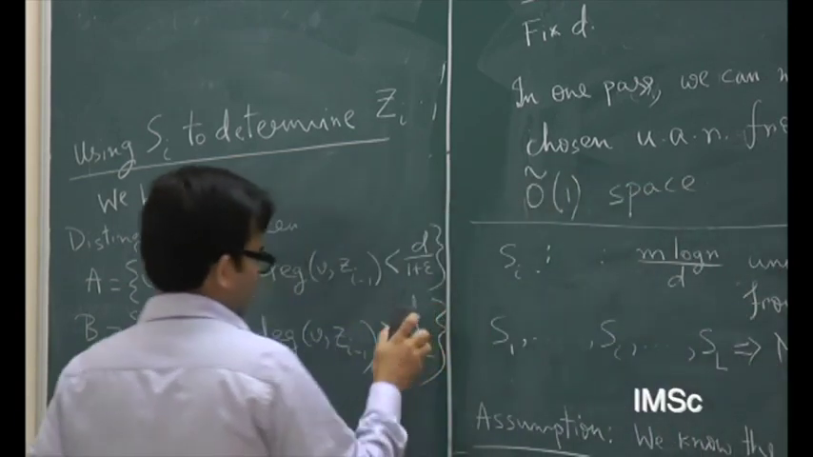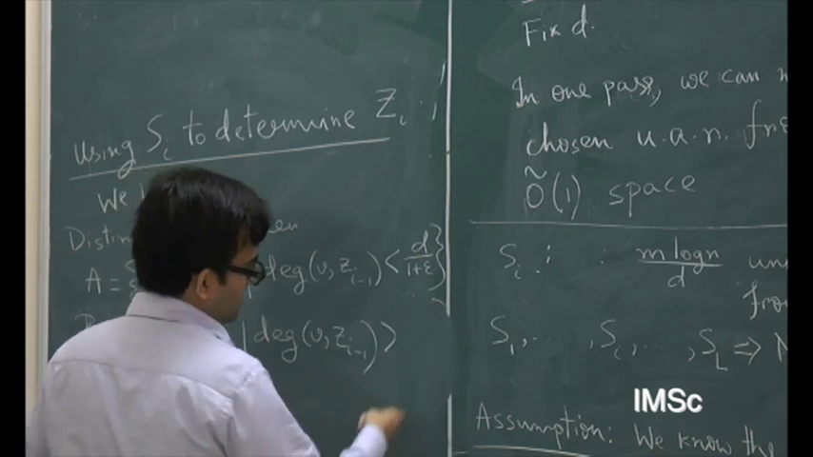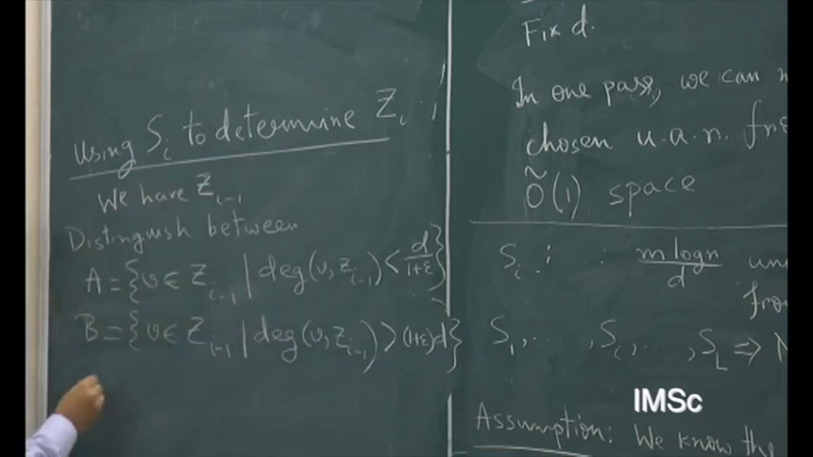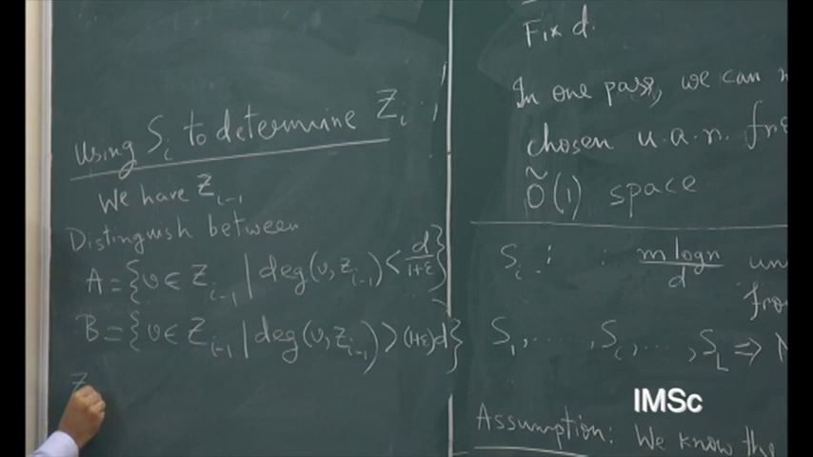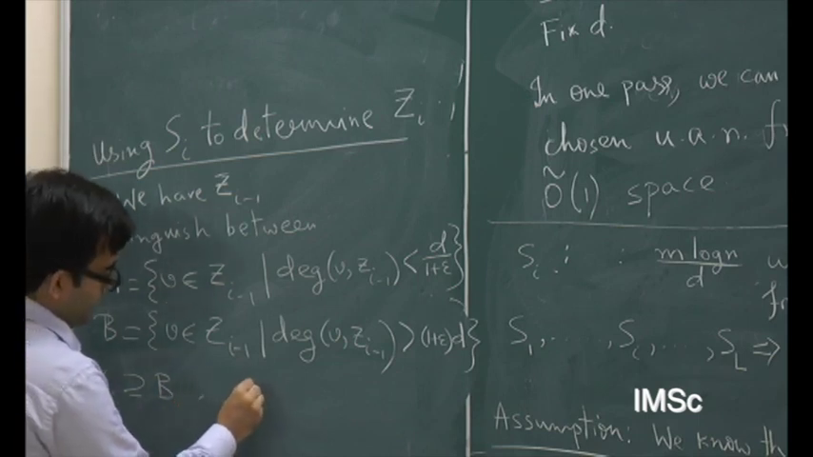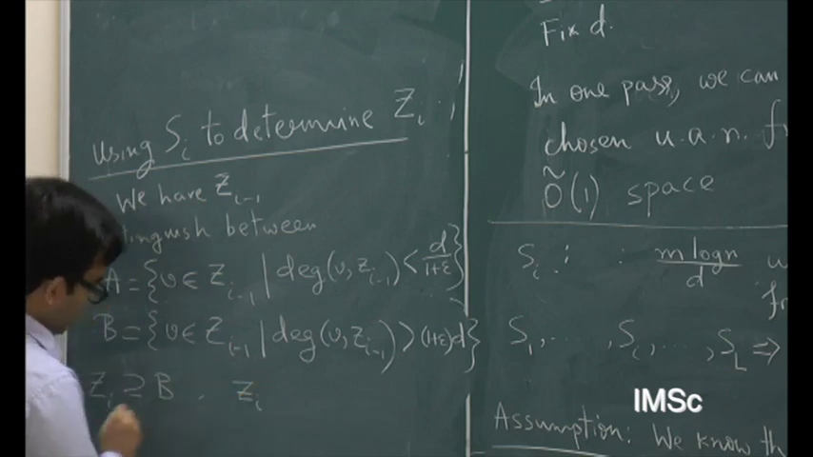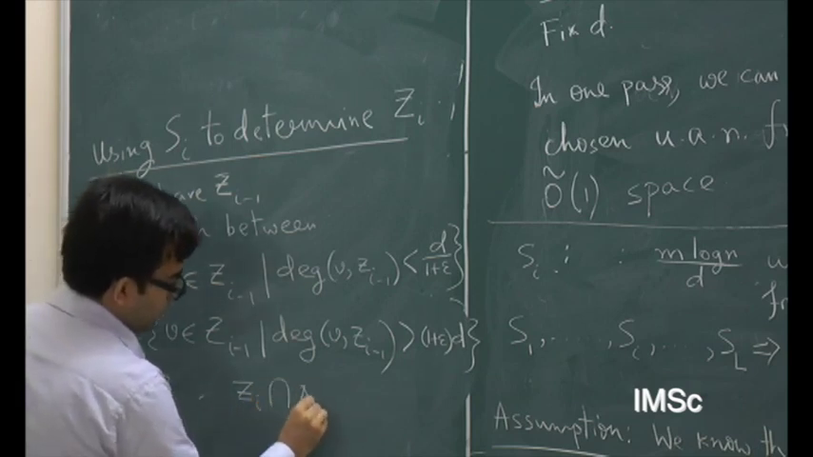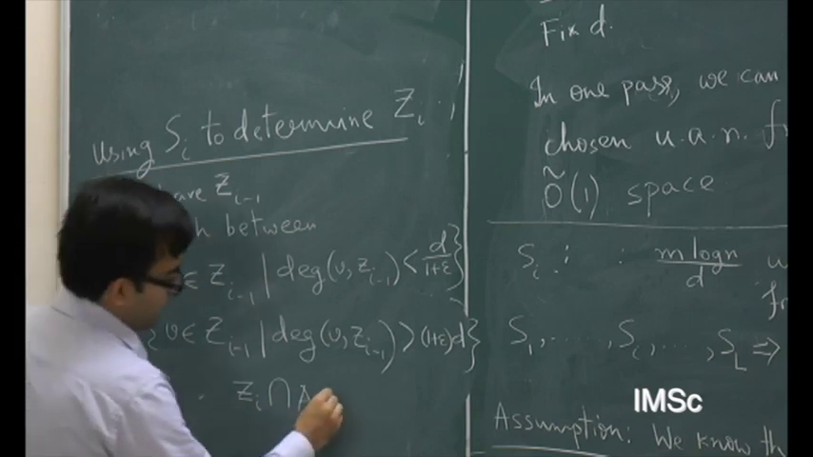sorry, what am I saying? Sorry for making so many silly mistakes. All I am saying is that it's okay if we guarantee that all the nodes in B whose degree is sufficiently high, they go to Zi. And we guarantee that all the nodes in A whose degree is sufficiently low, they do not go to Zi.